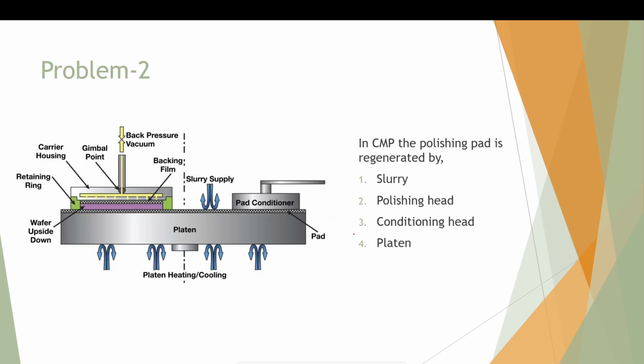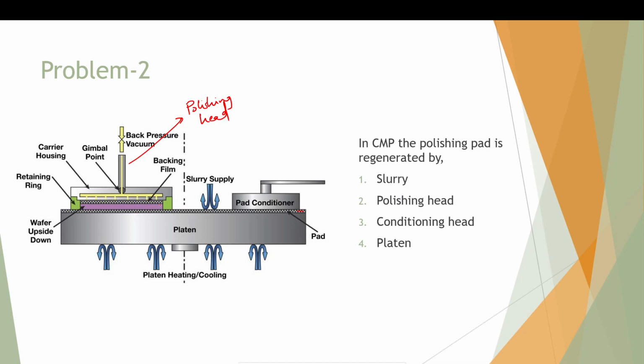Thanks. So in CMP the polishing pad is regenerated by slurry, polishing head, conditioning head, or platen. This is my polishing head here. My wafer will be attached upside down to this polishing head, and this is the pad. Then we'll put slurry, and there will be a pad conditioner.